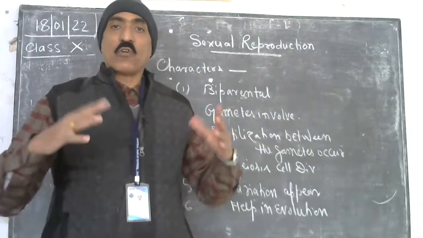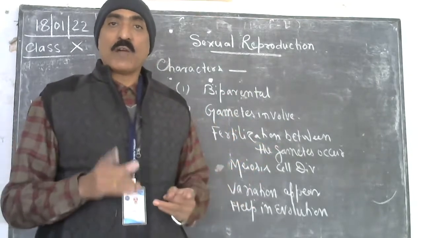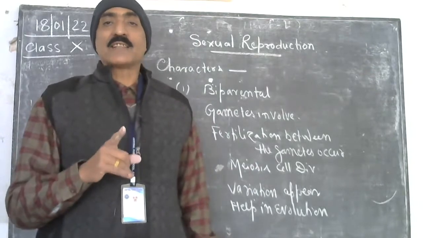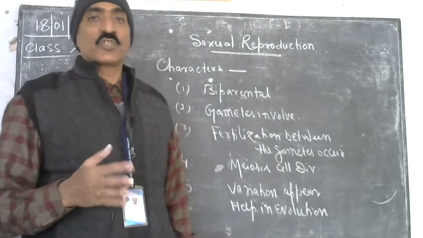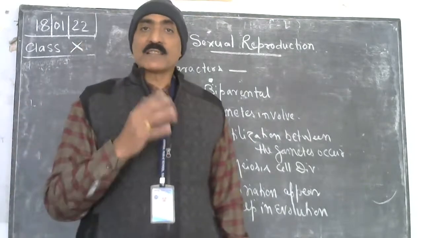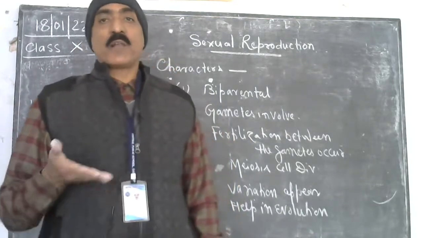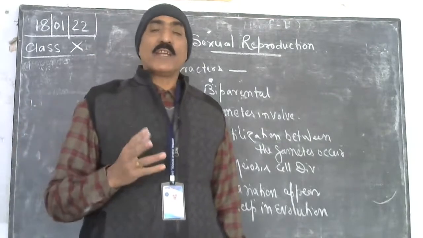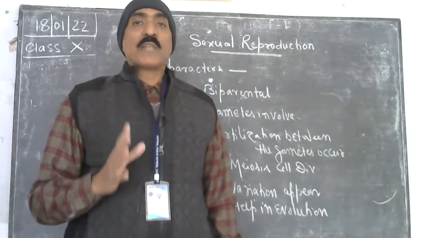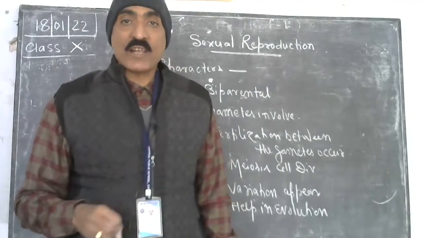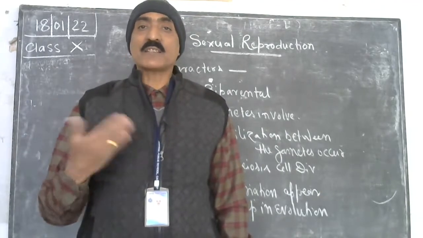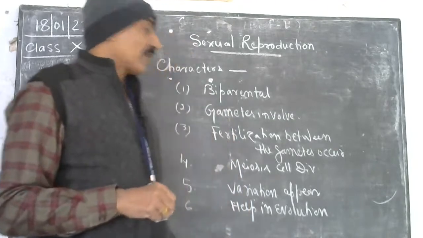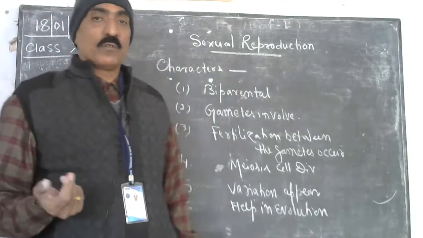The whole body and whole organism are never involved, only one cell, that is the gamete. The male gamete is called sperm, and the female gamete is called ovum. If we consider plants, in plants the male gametes are already in the microspores, the pollen grain, which contain gametes, and the ovum is also already there.